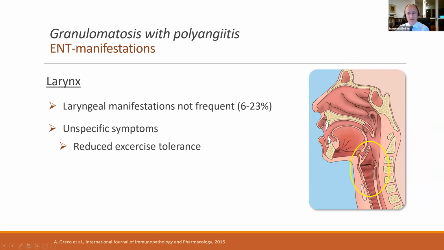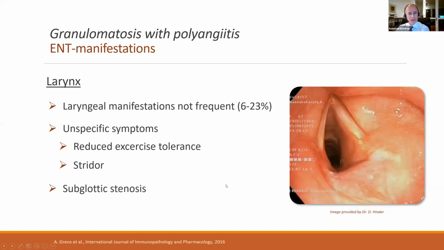If you have a more severe manifestation of the laryngeal mucosa, then we may find the symptom of a stridor. The clinical finding is most commonly an affection of the mucosa in the subglottic space, so this may end in a subglottic stenosis.